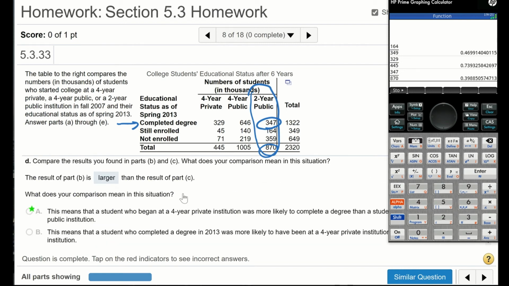So basically, what does that mean? That means those students who started at a private 4-year institution were more likely to complete a degree by spring 2013 than the ones that started at a 2-year public institution. And that's all there is to this problem.